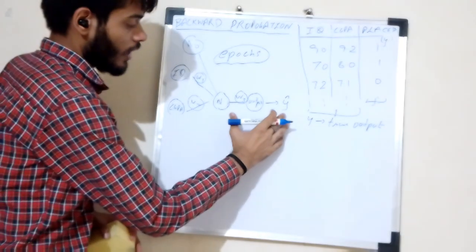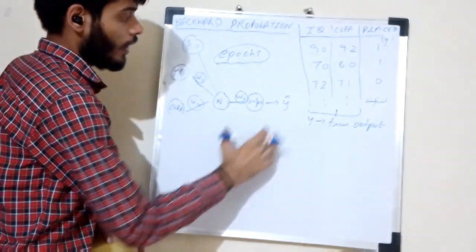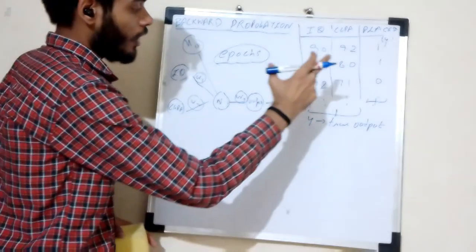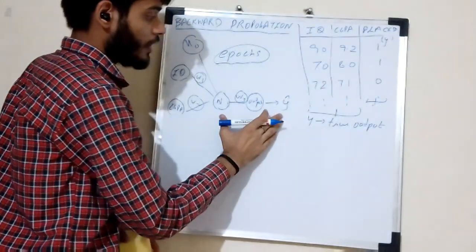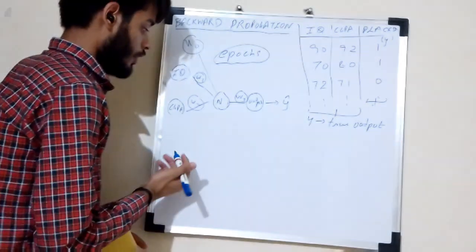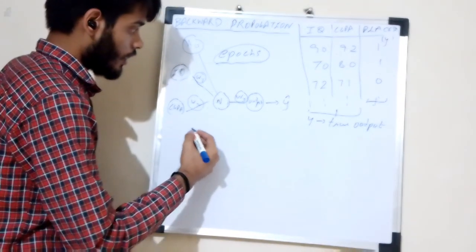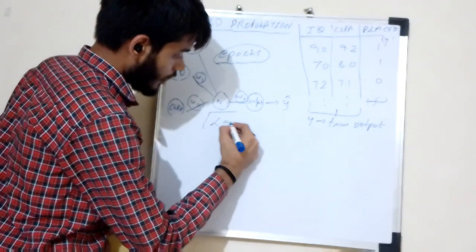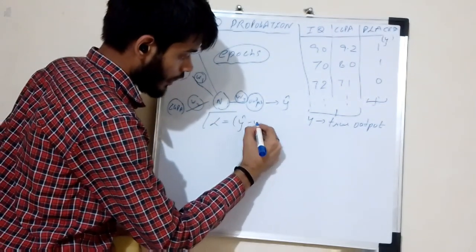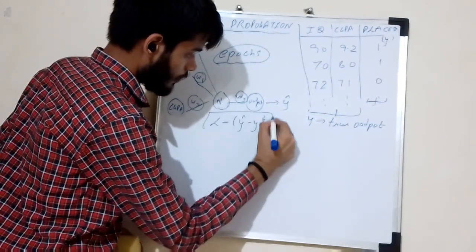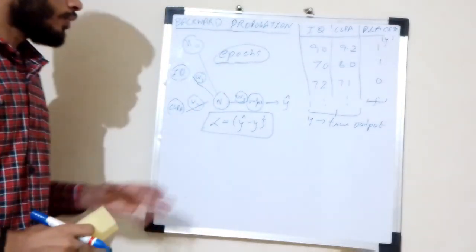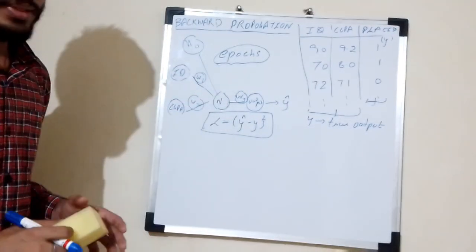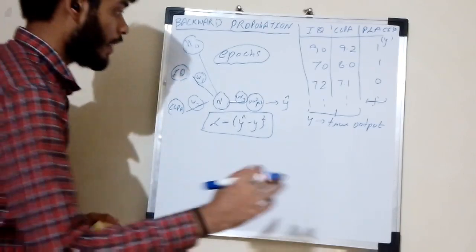Suppose our true output is y and our predicted output is y hat. So basically we can say our loss function is (y hat minus y) whole square. This is my loss function. Now let's see how our weights will get updated in the backward propagation.